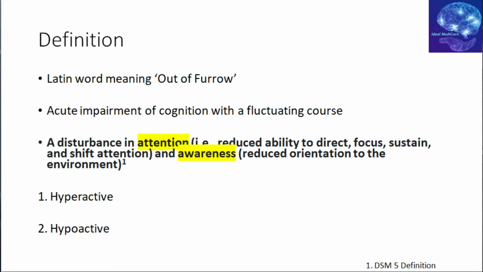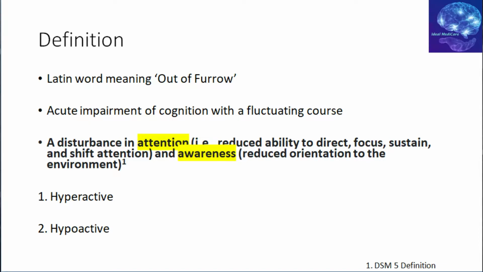But according to the DSM-5 definition, it's a disturbance in attention and awareness. When we talk about attention, there is a reduced ability to direct, focus, sustain, and shift attention. And when it comes to awareness, it's a reduced orientation to the environment. I'm going to briefly discuss that more.